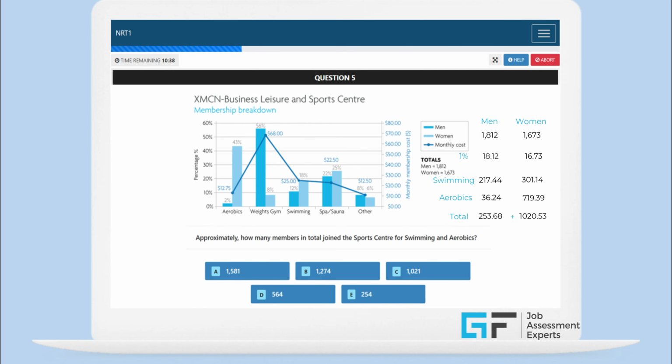Finally, to calculate the total number of members for these two sports, we must add the total number of men, which was 253.68, to the total number of women, which was 1,020.53. This gives us a total of 1,274.21. Looking at the answer options, we can see that B is the correct answer.